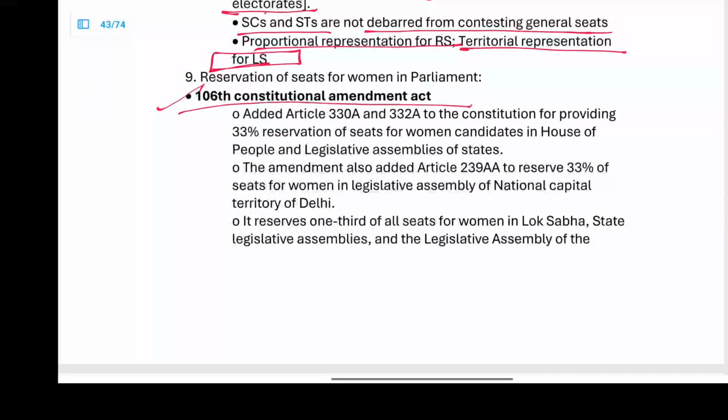Reservation, the 106th Amendment Act has said that the reservation of the women in the parliament, it has added 2 articles, Article 330A and Article 332A. Right. Now 2 articles has been added and this is providing 33% of the reservation of the seats for the women candidates. Right.